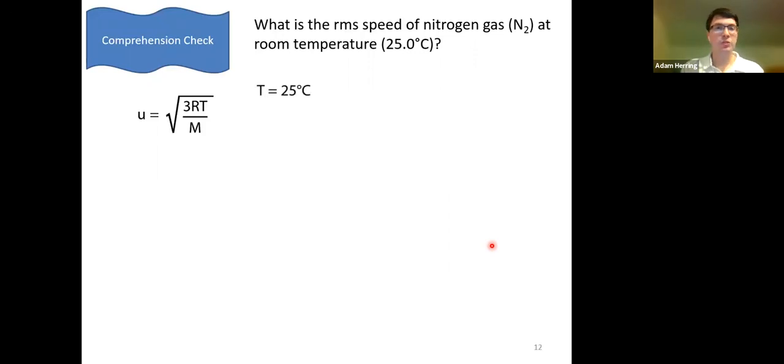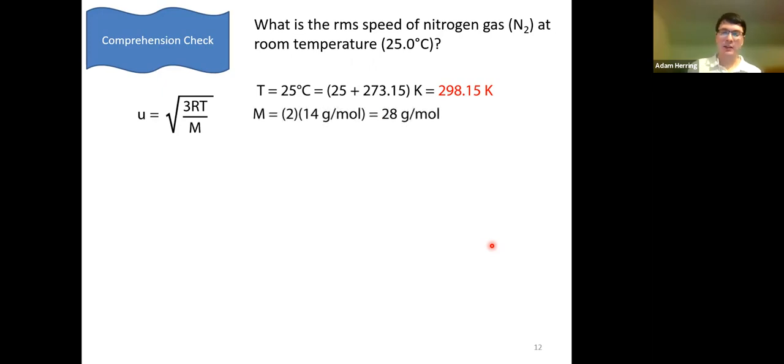We have a starting temperature of 25 degrees Celsius. We need to convert that to Kelvin. The conversion from Celsius to Kelvin is done by adding 273.15 to the temperature in Celsius. The molar mass we can find by adding together the atomic masses of nitrogen. And we need to remember to convert this into kilograms per mole.